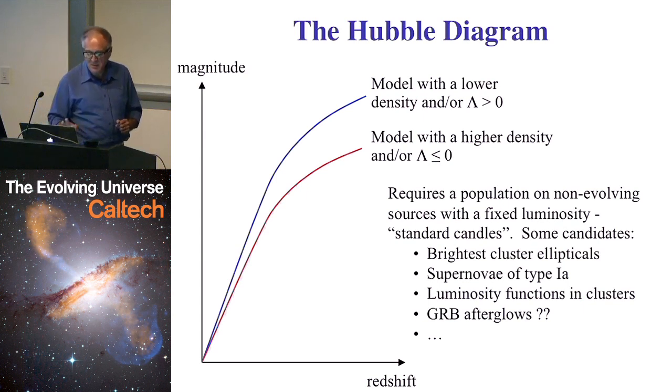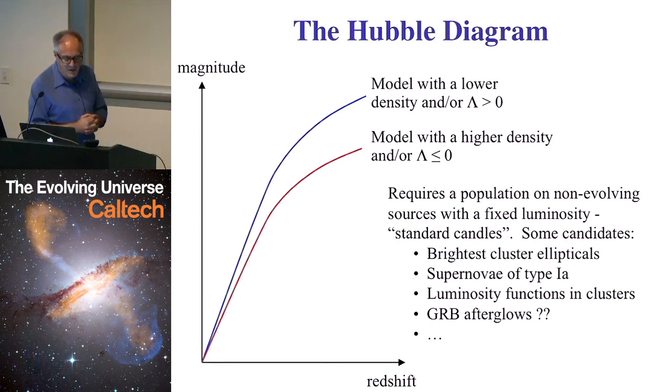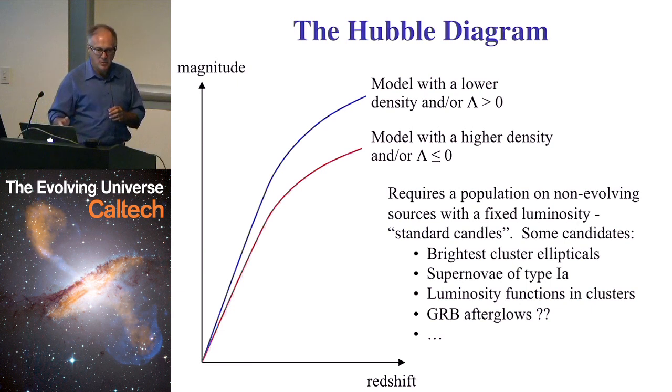So there are different things that have been tried. Originally, people tried to use brightest cluster galaxies. Well, since galaxies are made of stars and they merge, galaxies are not standard candles. They evolve in time. So that doomed that approach. Uncounted nights of Palomar 200-inch time have been spent trying to do this.